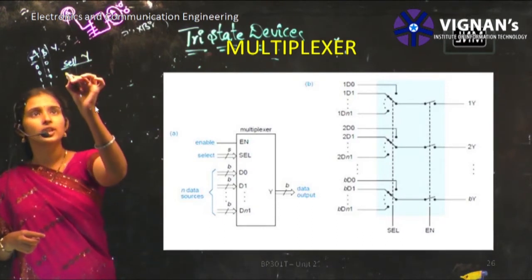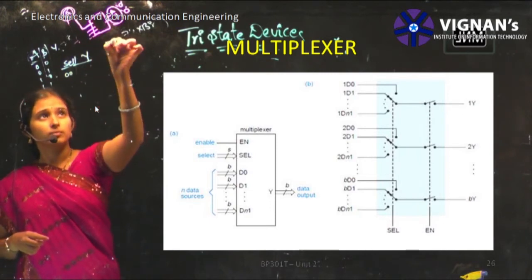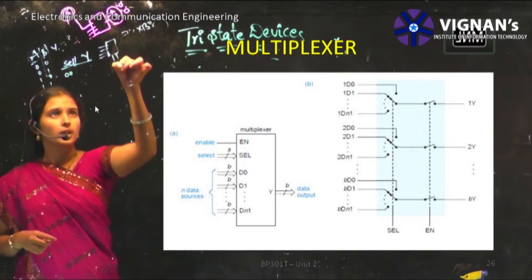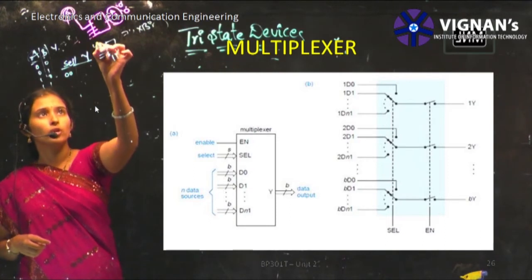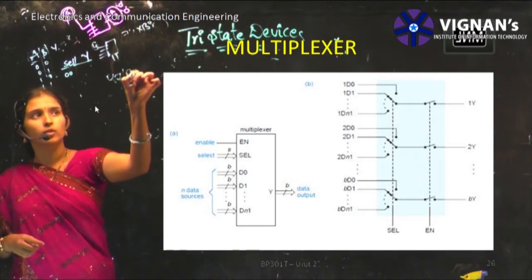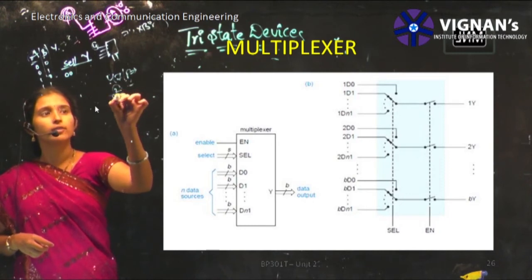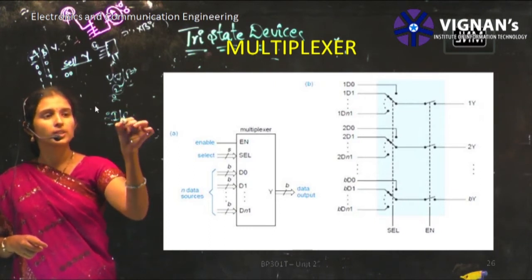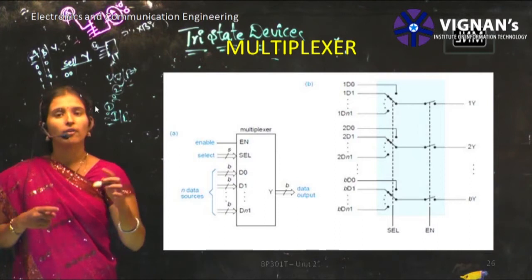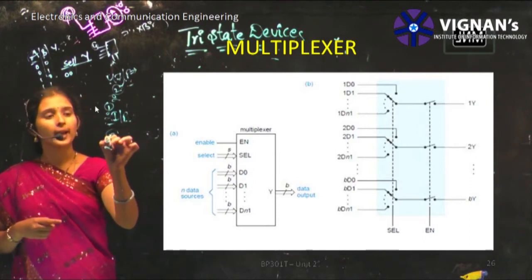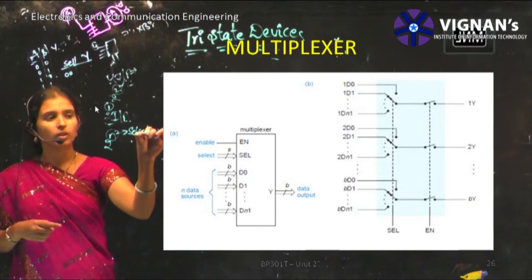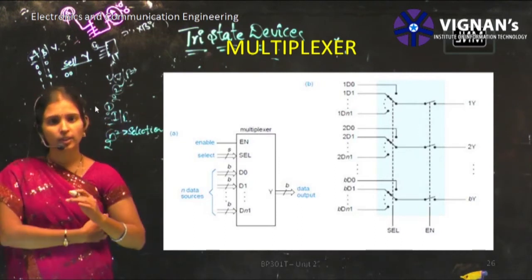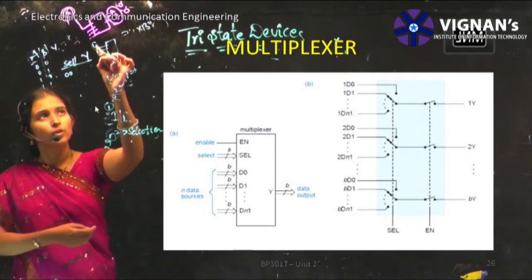Suppose your selection input is 0 0. Suppose I consider 4 inputs, 2 selection inputs. That means if your inputs are 4, that means 2 squared, there will be 2 selection lines. If it is 2 inputs, there will be 1 selection line, 2 power n, where n represents your selection lines. So here normally we'll be more concentrated towards your selection lines. Depending upon your selection lines, your input will be assigned to your output.